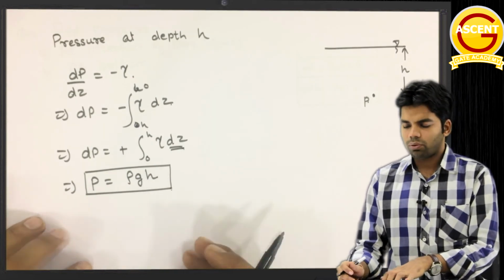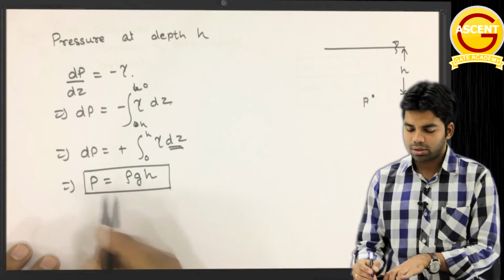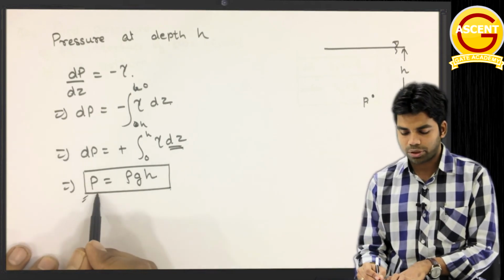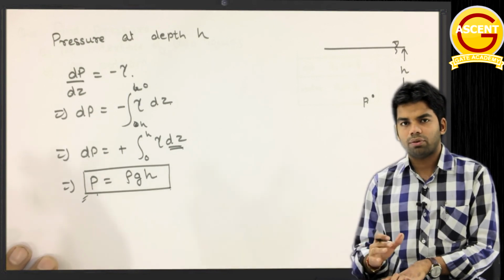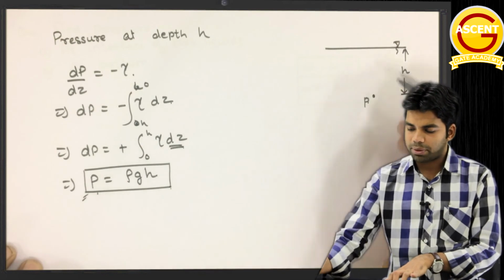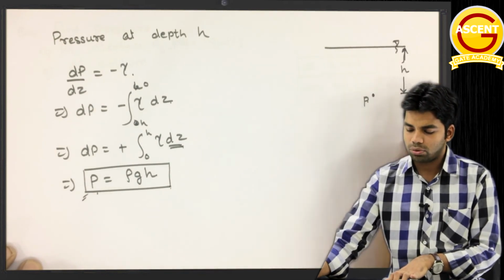Getting this one? So if you want to determine the pressure at any height h, you can directly use this formula, P is equal to rho g h, and remember one thing, this is a gauge pressure. If I want absolute pressure, I will have to add atmospheric pressure to this. We will come to this. But the pressure at any height h is equal to rho g h.